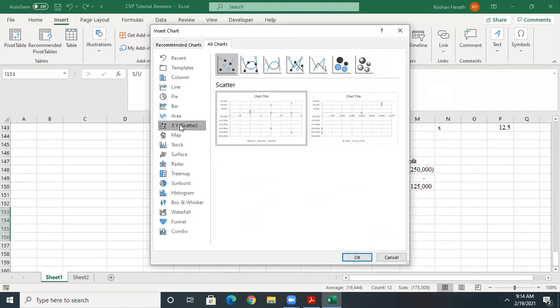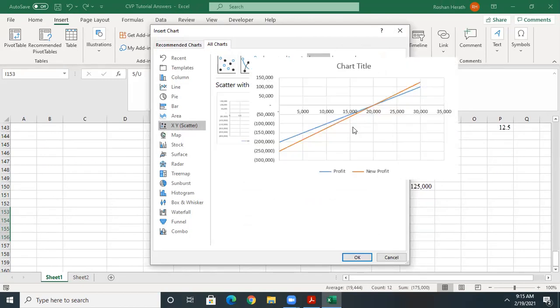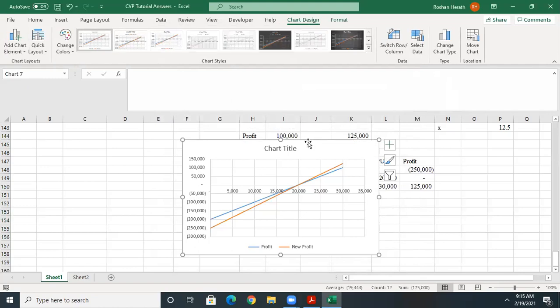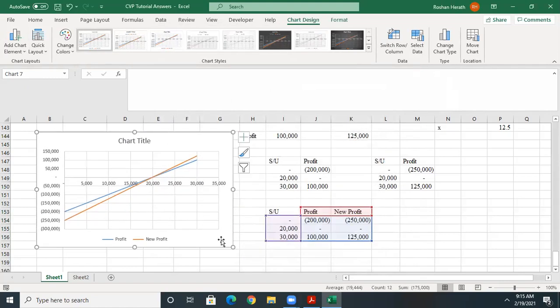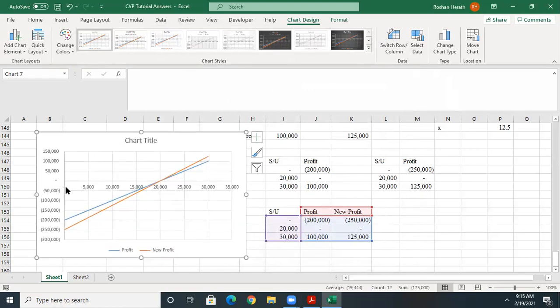In that, if you take the XY scatter type of chart, that's what would do the job. So XY type chart is what we are looking for. Then you can take scatter with straight lines. Then this is what would help you. So here you can see this is your graph. You can clearly see how the profit has changed at the same break even, but the profit has gone up, right? That is relating to the previous one.